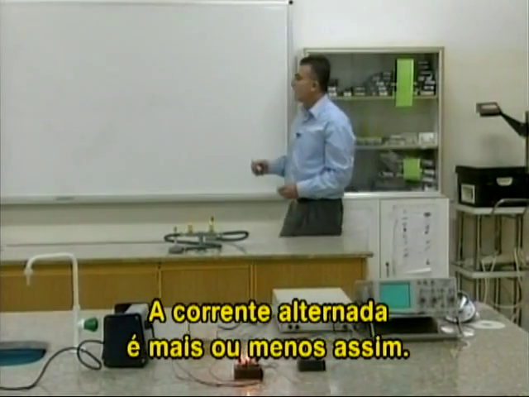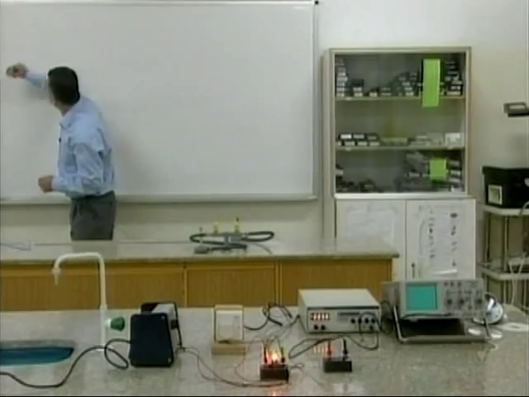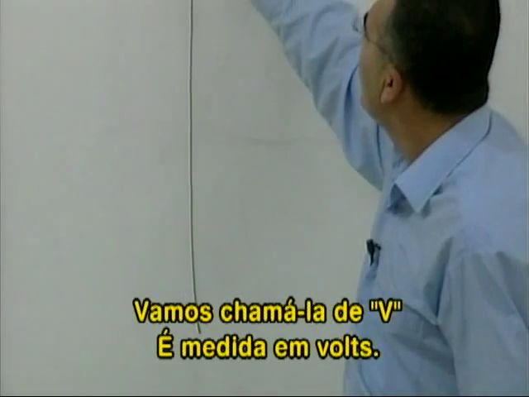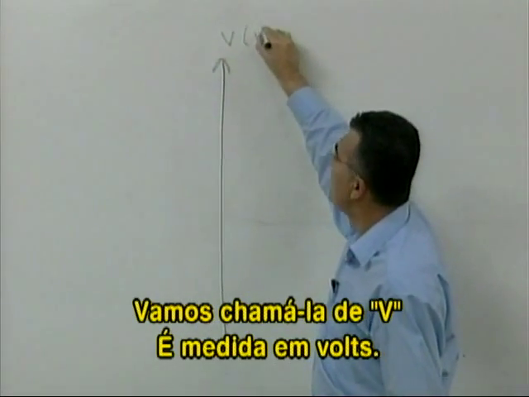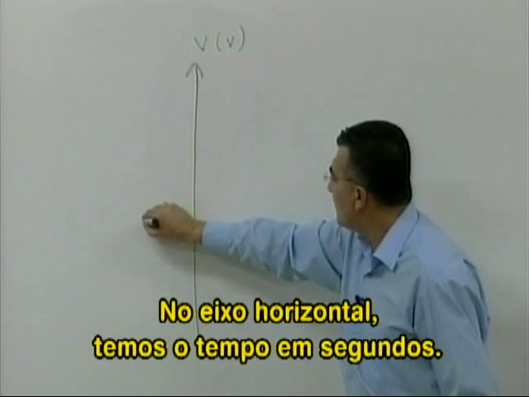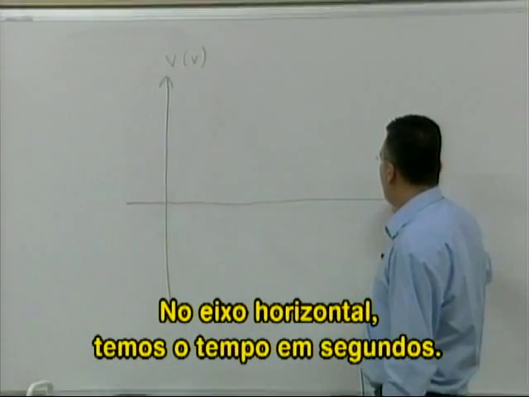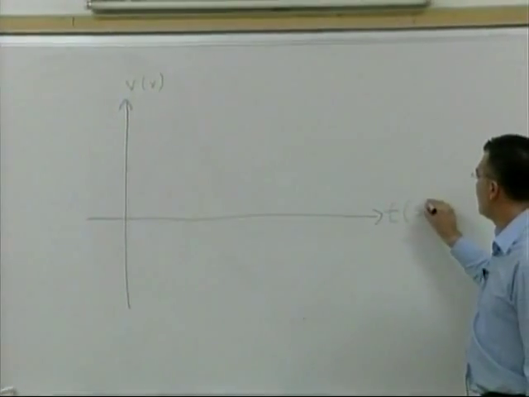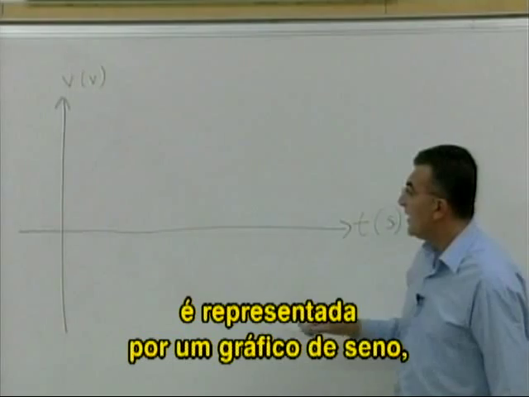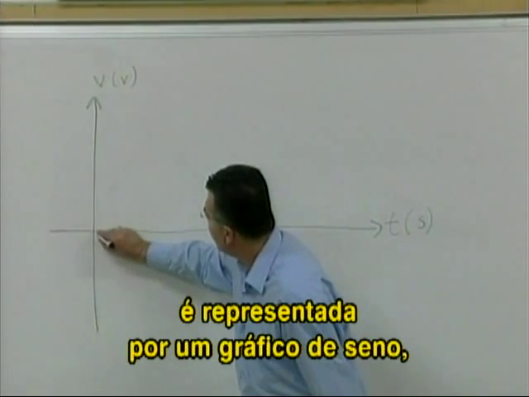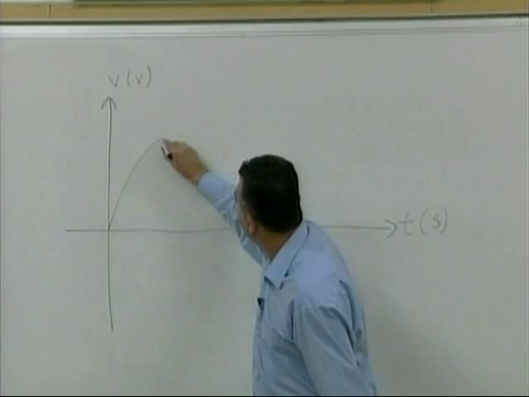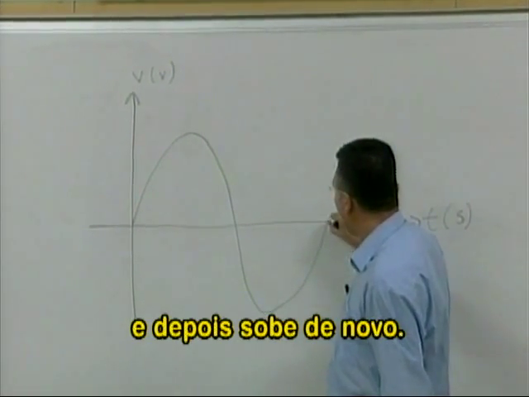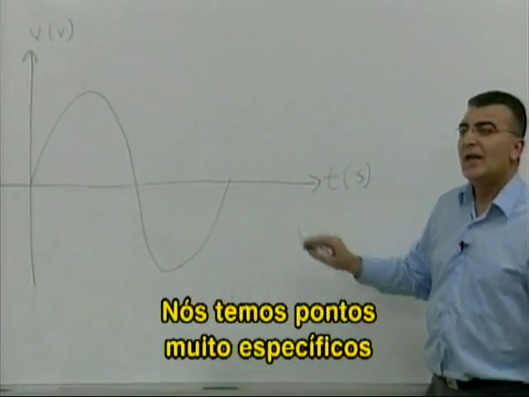An AC voltage is something like this. The AC voltage is on the vertical axis. Let's call it V, and it's measured in volts. On the horizontal axis, we have the time, and let's say the time in seconds. Now, an AC voltage is a signal which is a sine signal like this. It goes up and then down, and then it goes up again. Now, this is very approximate, I know.